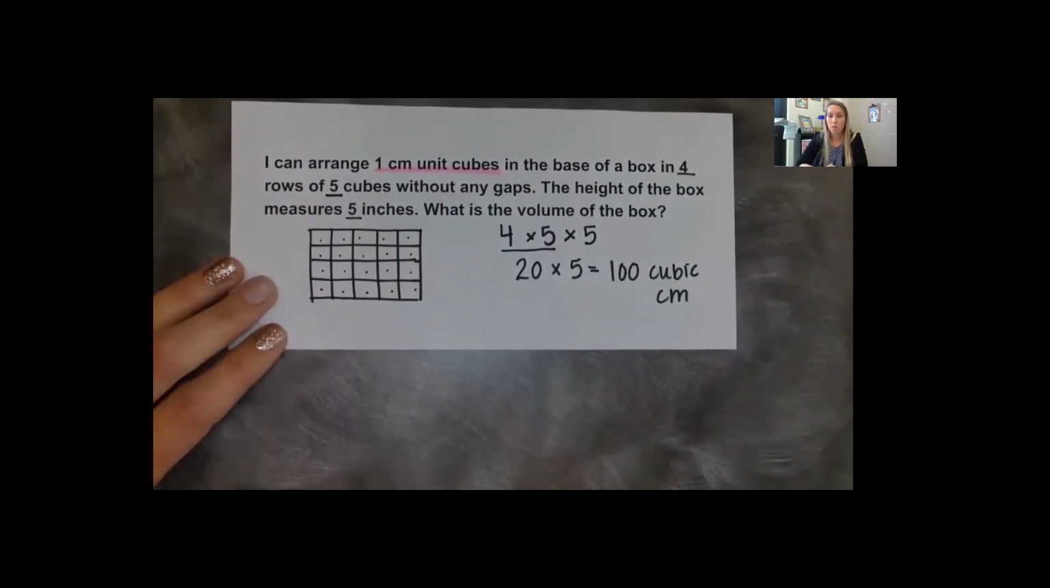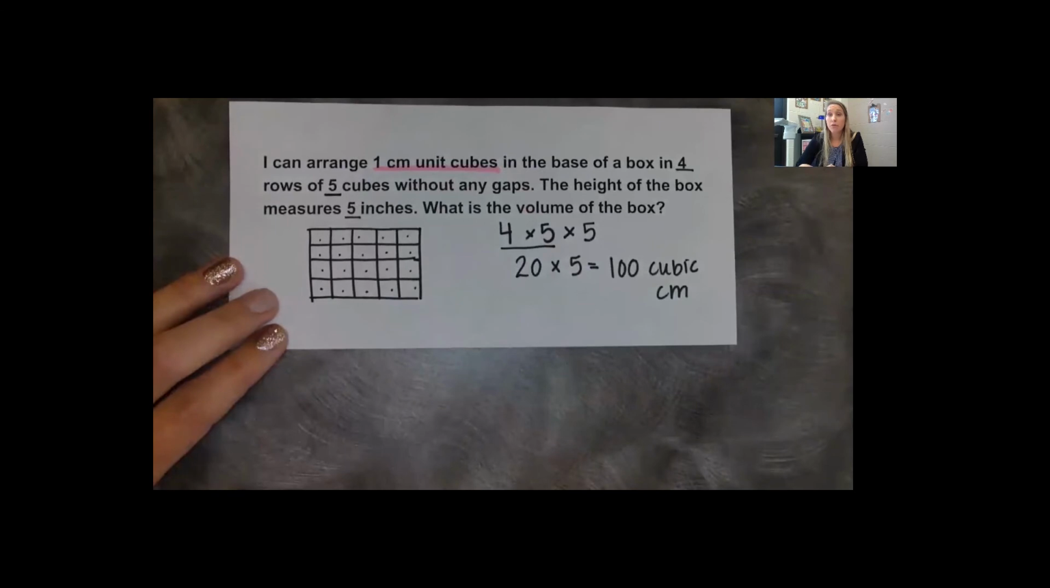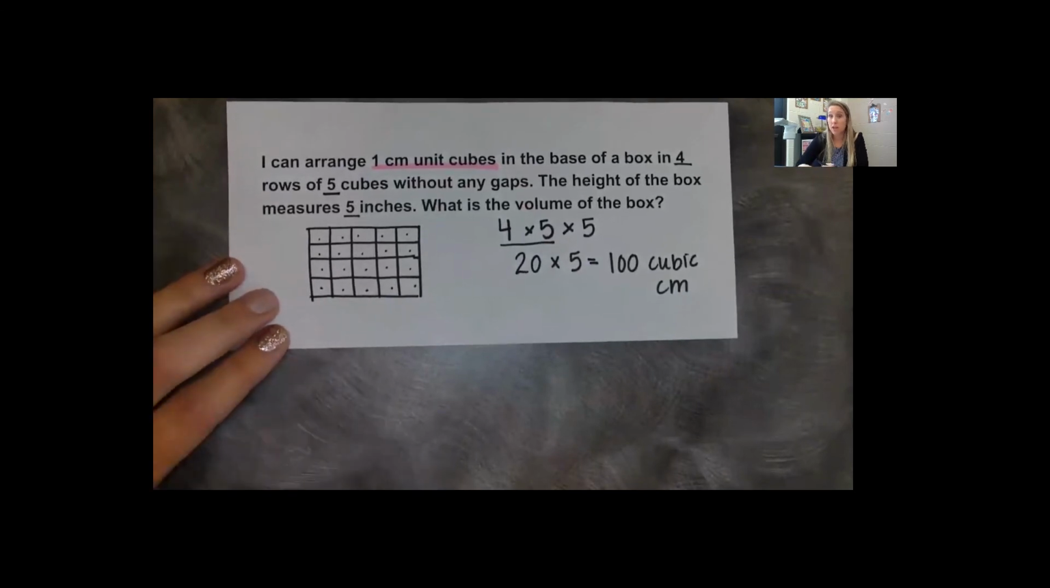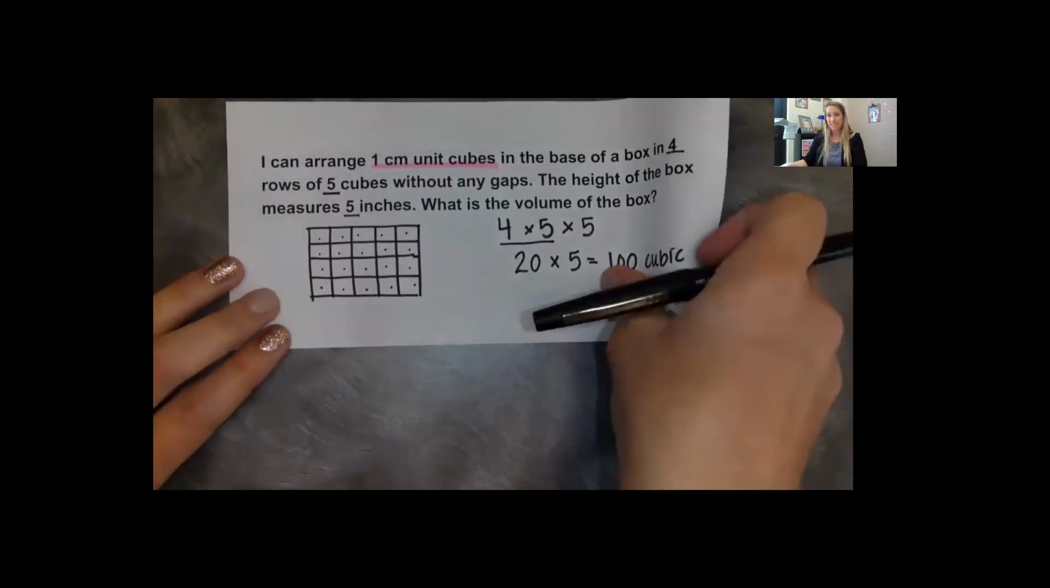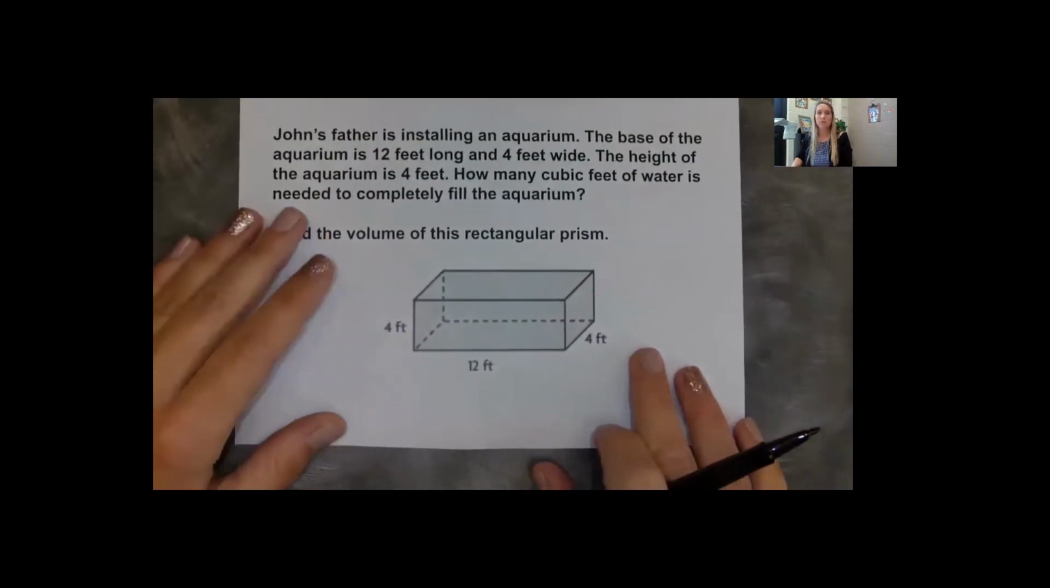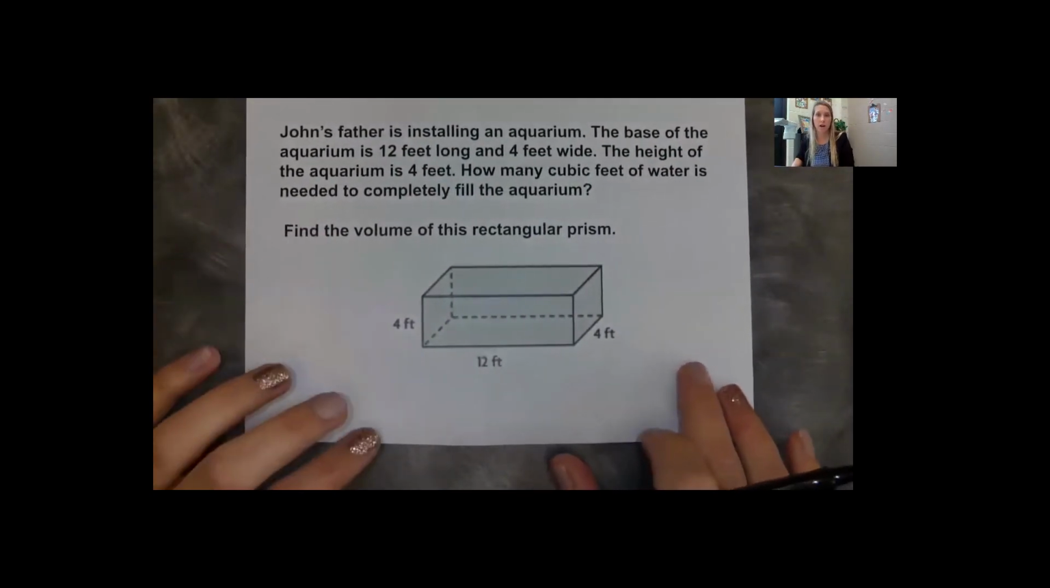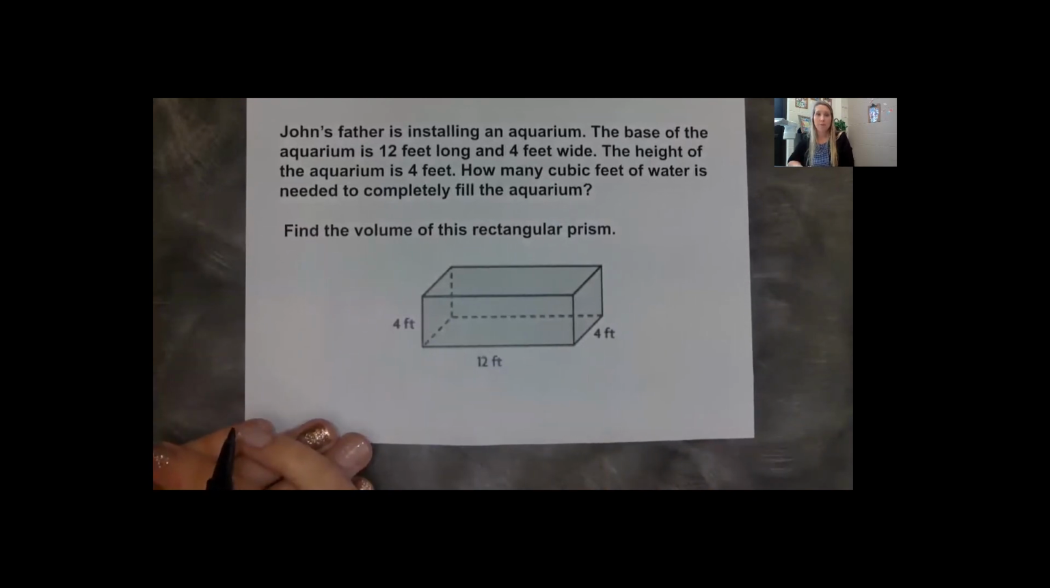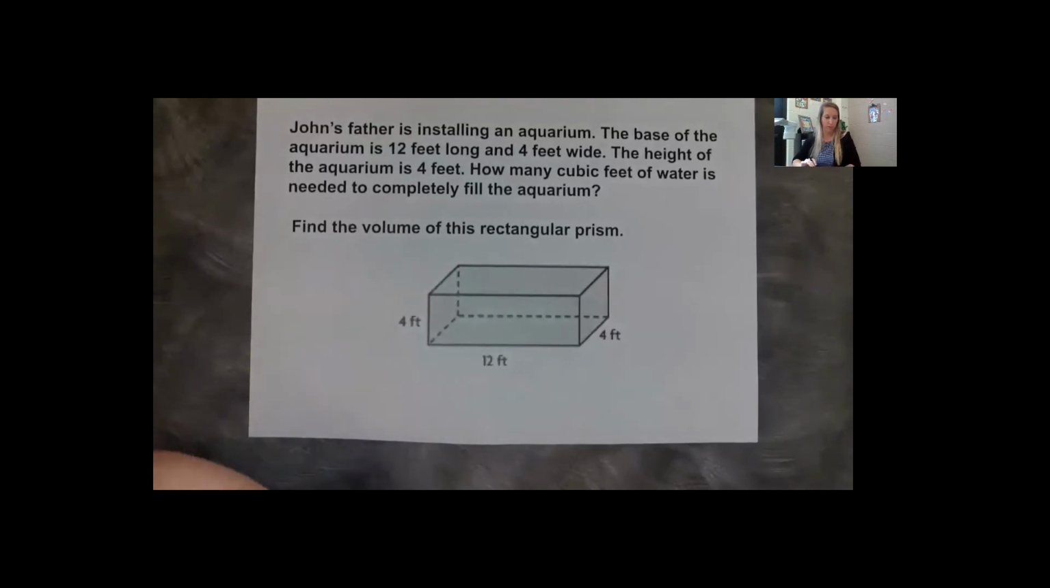Now it's your turn to solve one on your own. After you've worked for a few minutes, we'll come back and we'll check it together. Are you ready? Great. Here's your problem. John's father is installing an aquarium. The base of the aquarium is 12 feet long and 4 feet wide. The height of the aquarium is 4 feet. How many cubic feet of water is needed to completely fill the aquarium? Find the volume of the aquarium, or of this rectangular prism.